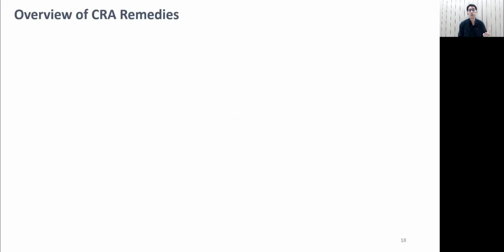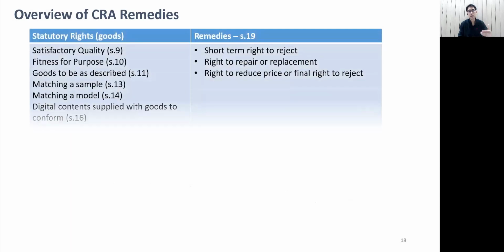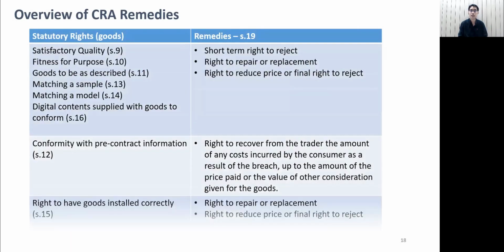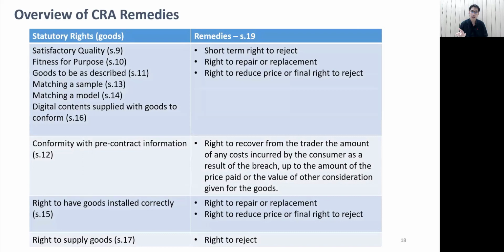And with that, we've also covered more or less the whole answer. But before we end this session, I want to give you an overview of the CRA remedies. Now, I keep on saying the three tiers, but I want to be more accurate because I don't want you to study the law wrongly. The three tiers, strictly speaking, only apply to breaches of sections 9, 10, 11, 13, 14, and 16. What you see on the first row.